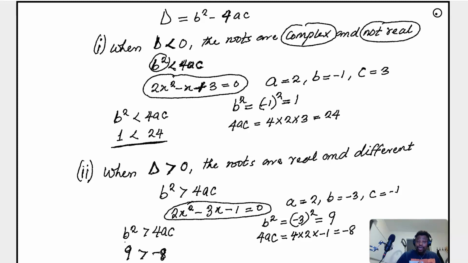Don't worry, we are going to solve it so that you will see why this is complex, and you will see why this is real and different roots.